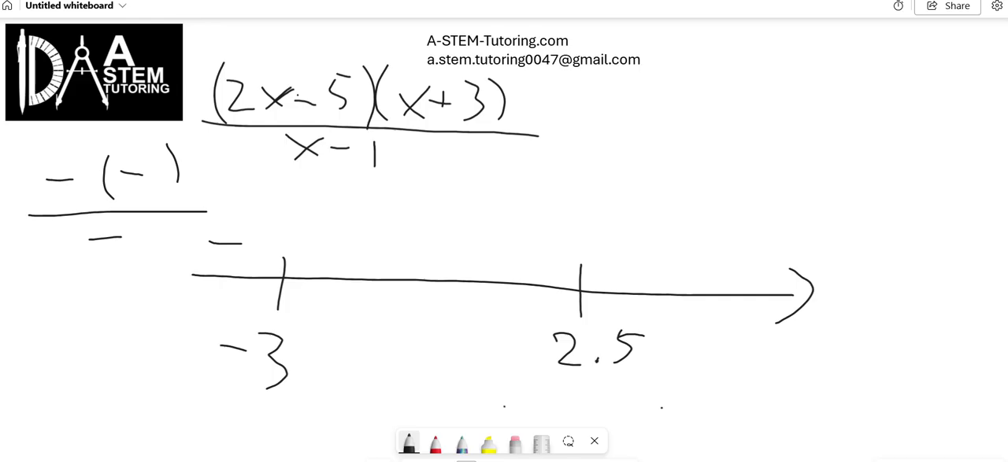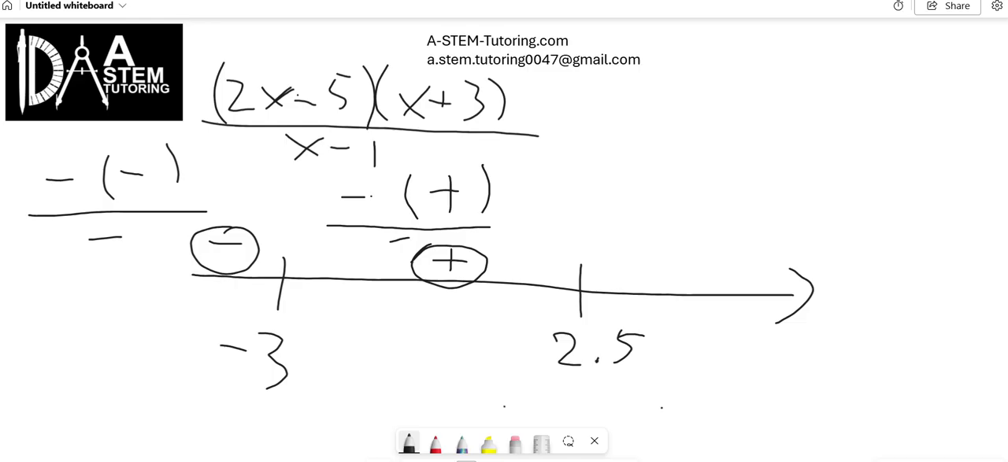Between negative 3 and 2.5, for example, let's consider x equals 0. In that region, 2x minus 5 is negative. X plus 3 is positive. X minus 1 is negative. A negative times a positive is a negative. Divided by the negative is a positive. So in the region between negative 3 and 2.5, the graph should be positive.